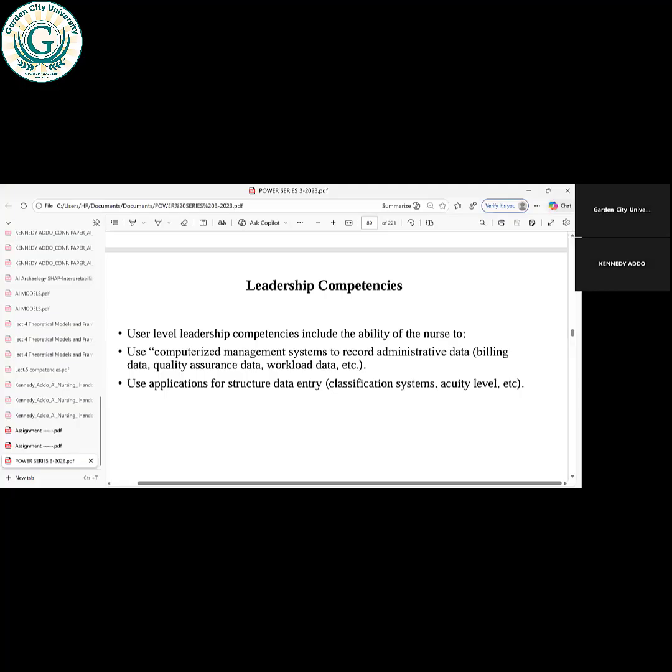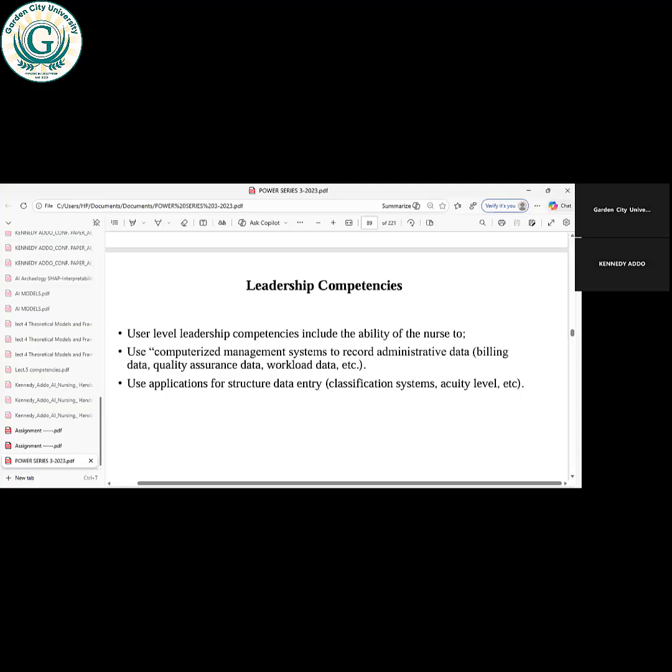You should also be able to use computerized management systems to record administrative data, look at billing data, quality assurance data, among others. If you are able to use this for the purpose of administrative data in terms of billing and quality assurance data, you are able to have appreciation of that. Then that also makes reference to a beginner who possesses leadership competencies.